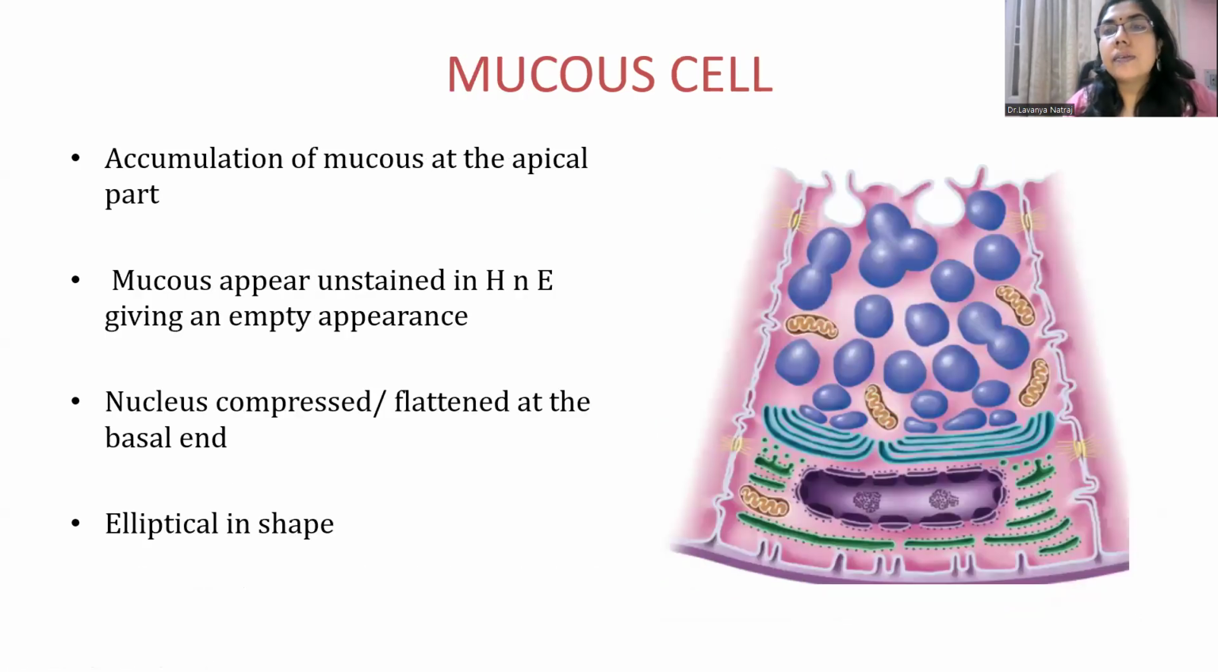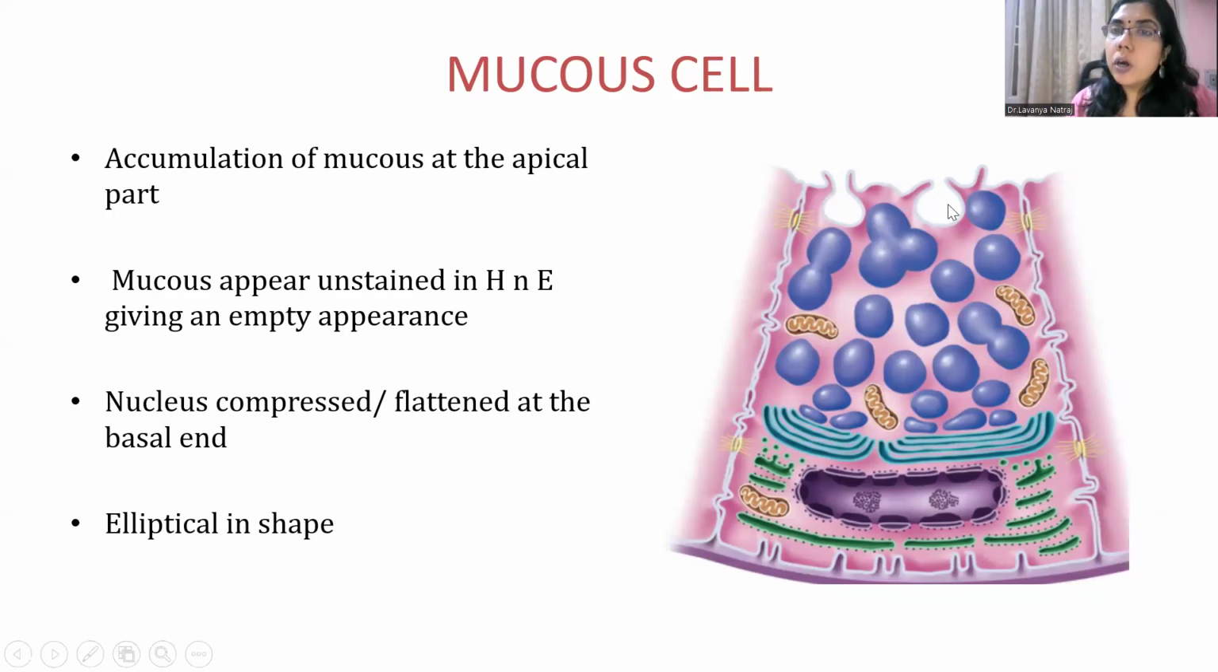Now coming to the mucous cell. Mucous cell is totally different. It has accumulation of mucins at the apical part. Can you see the accumulation of mucins over here? So this mucus will appear unstained in hematoxylin and eosin stained sections, and they give an empty appearance. Actually, they are pink in color. And once you stain it with hematoxylin and eosin, during tissue processing, when you put it in xylene, the clearing agent, the mucins get dissolved, and they give an empty appearance of the cell.